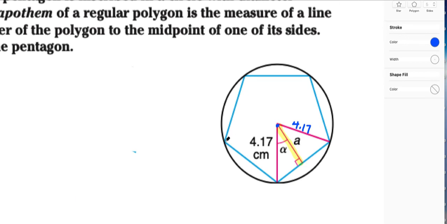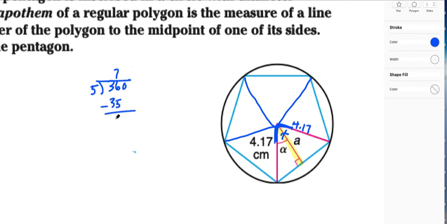How many of these triangles would we have? We'd have 1, 2, 3, 4, 5. If I can find this angle, then I can find this alpha, and that'll start giving me some information. I know that all around this is 360, so this one angle that I'm calling x, which we'll cut in half to get alpha, is 1/5 of 360. 360 divided by 5 gives us 72. So if I have 72 here, I know that alpha is going to be 36 degrees.